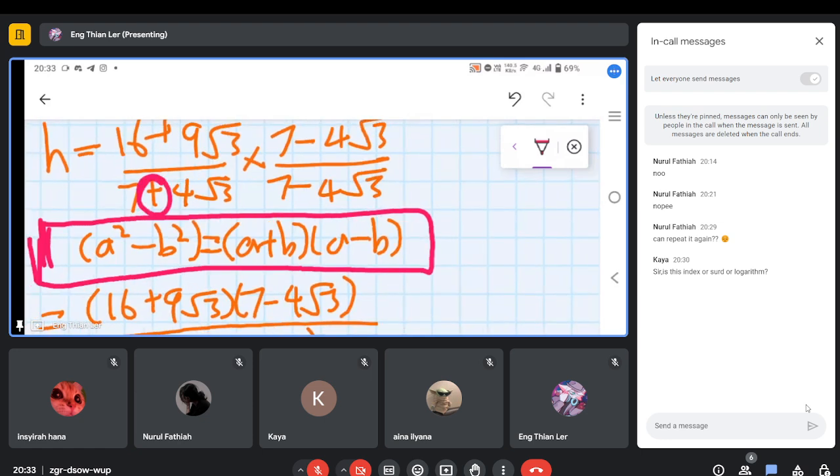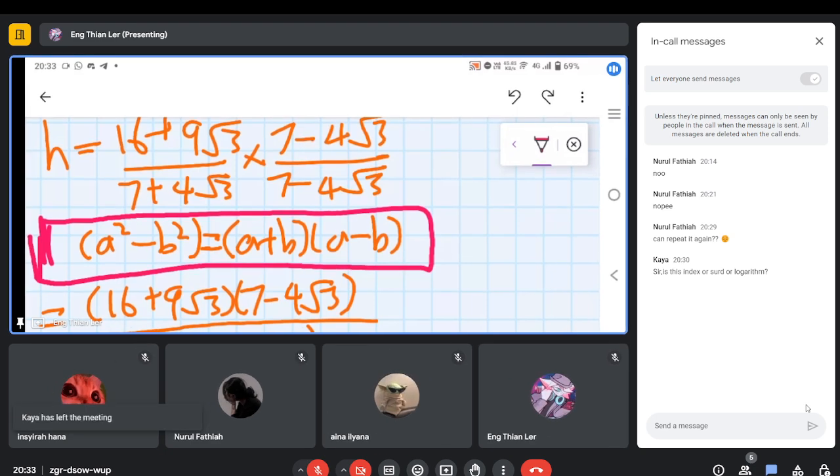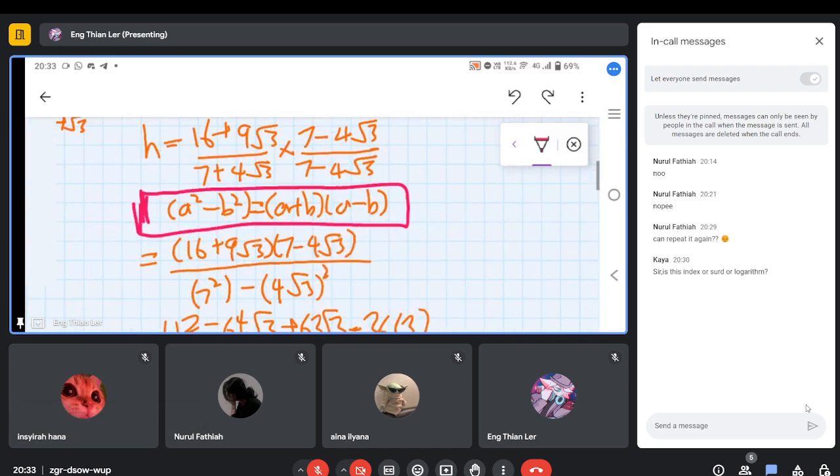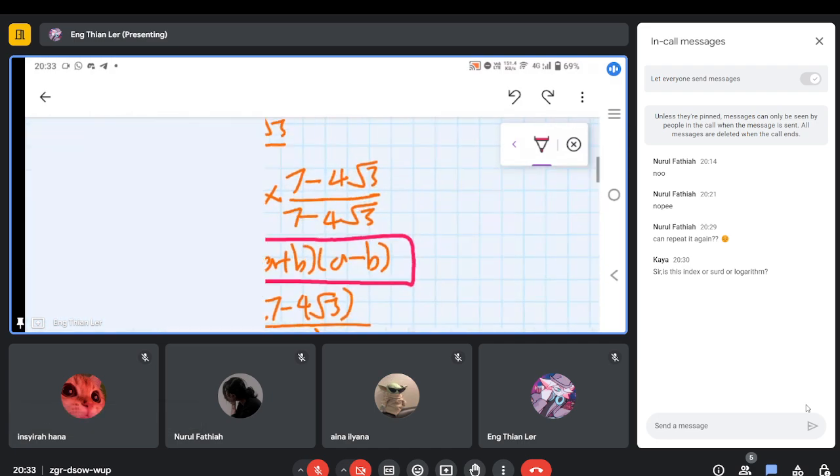The conjugate depends on the plus or minus right here. So if this is a plus, you put a minus here. Let's say if this is a minus, you put a plus here. So understand? Alright. And after you find the conjugate, we just multiply both sides.